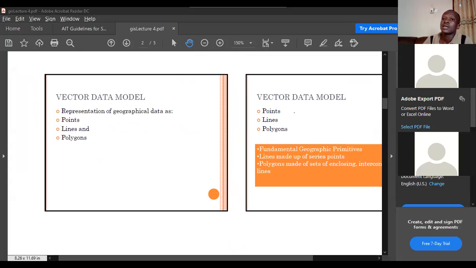So points, we can talk about something like tree locations, pole locations. What else can be represented as points? Wells. Are you okay? These objects do not spread out. They are really compact, and they're not narrow or wide. They are very limited in space, whatever it is.